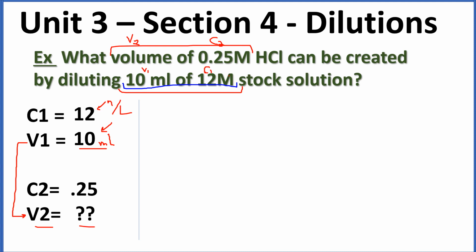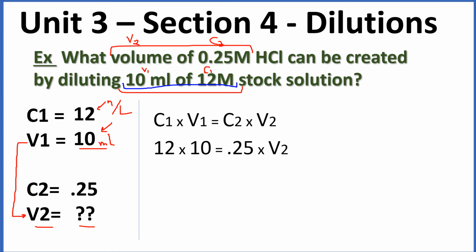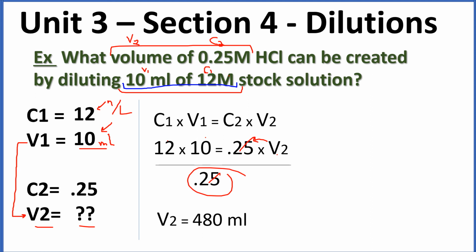Now there's sort of two ways you can do this. I don't care which method you use. So there's our formula. First method of solving is I just like to plug in all the numbers. And then from here, I say to myself, okay, I want to get V2 all by itself. So I'm going to divide both sides by whatever's with V2, which happens to be 0.25. So the 0.25s cancel on this side, and there should be another 0.25 over here. So your V2 essentially is 12 times 10 divided by 0.25.